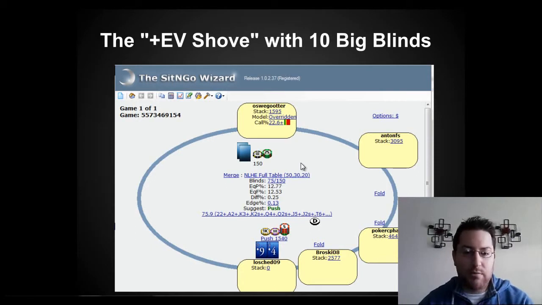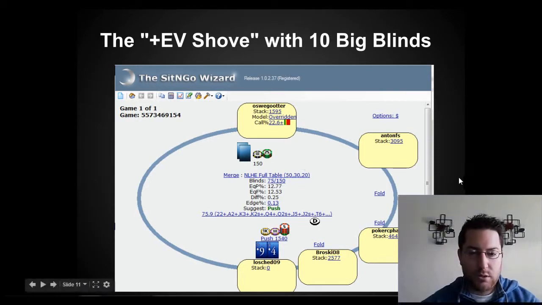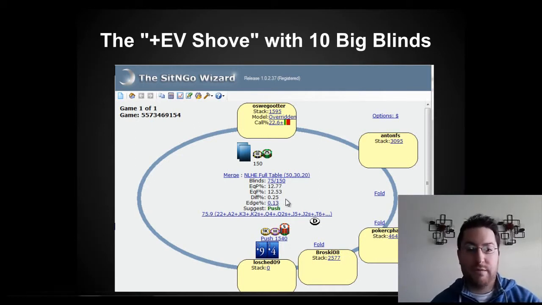Given that type of range, as you see here, if you look right here at the differential percentage, the 0.25 is essentially our plus EV percentage. So we're going to win 0.25% of the prize pool every time we make this shove. If you're reviewing your game and you see that this is a plus EV shove, you're going to go on your merry way and think this is a very good play.